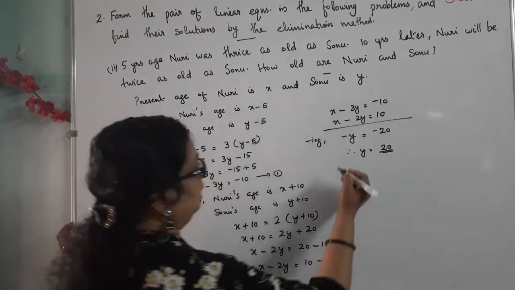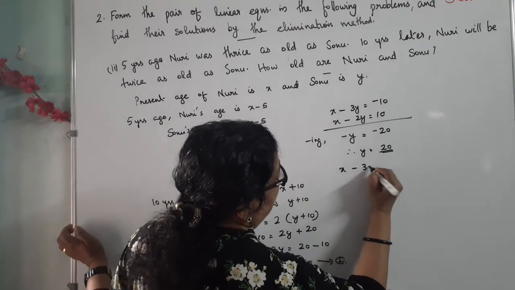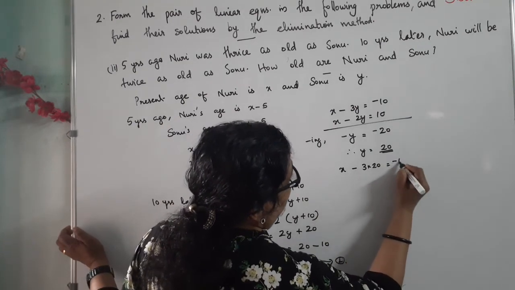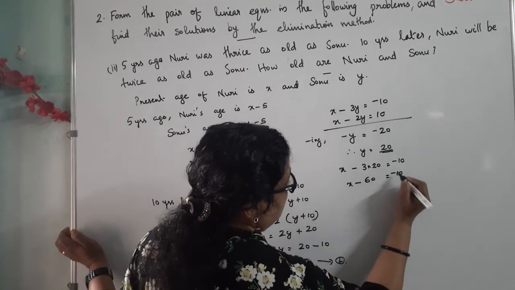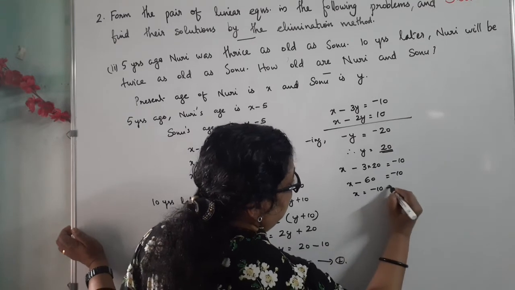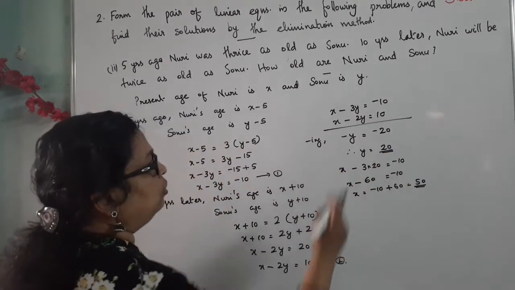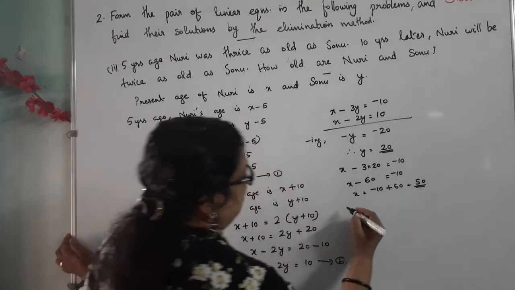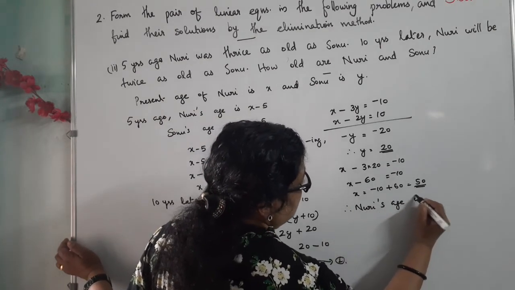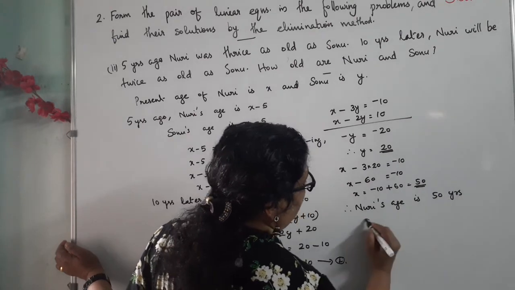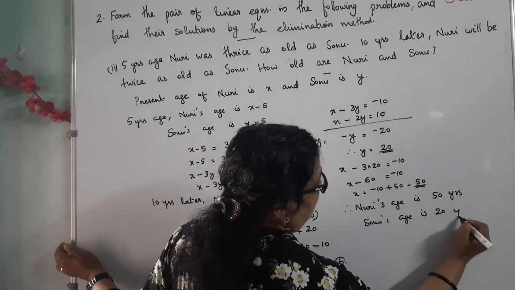Then substituting in any one of the equations, x minus 3 into 20 equal to minus 10, that is x minus 60 equal to minus 10, x equal to minus 10 plus 60, which is equal to 50. So x equal to 50, y equal to 20, that is x is Nuri's age. Therefore Nuri's age is 50 years and Sonu's age is 20 years.